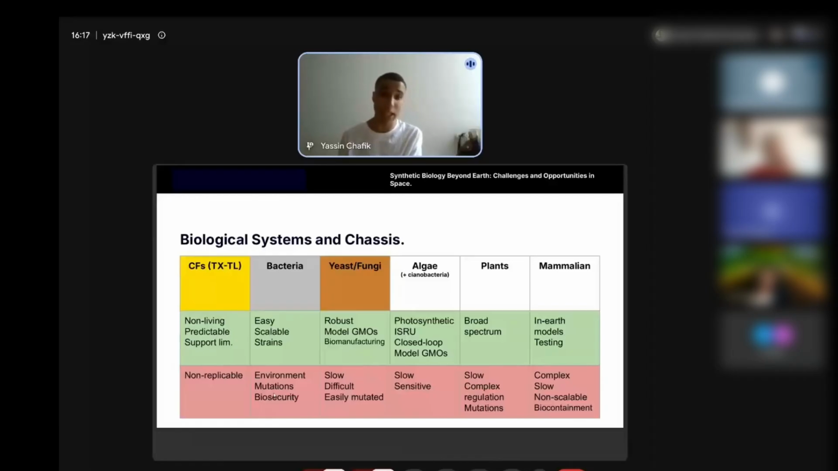The bad thing is that as they are eukaryotes, and I think you're going to see this in all of the eukaryotes right now, they are very slow. They are very difficult to modify, and they can mutate very easily.